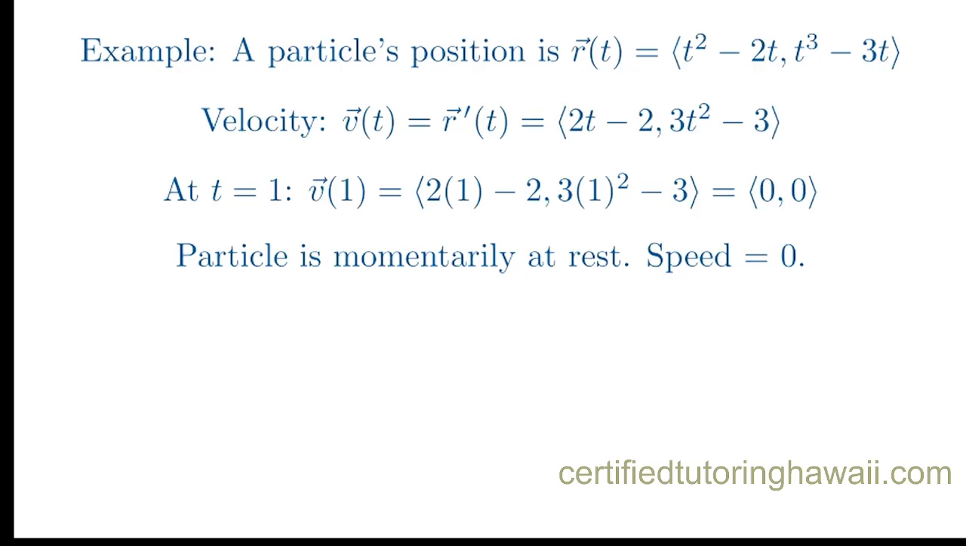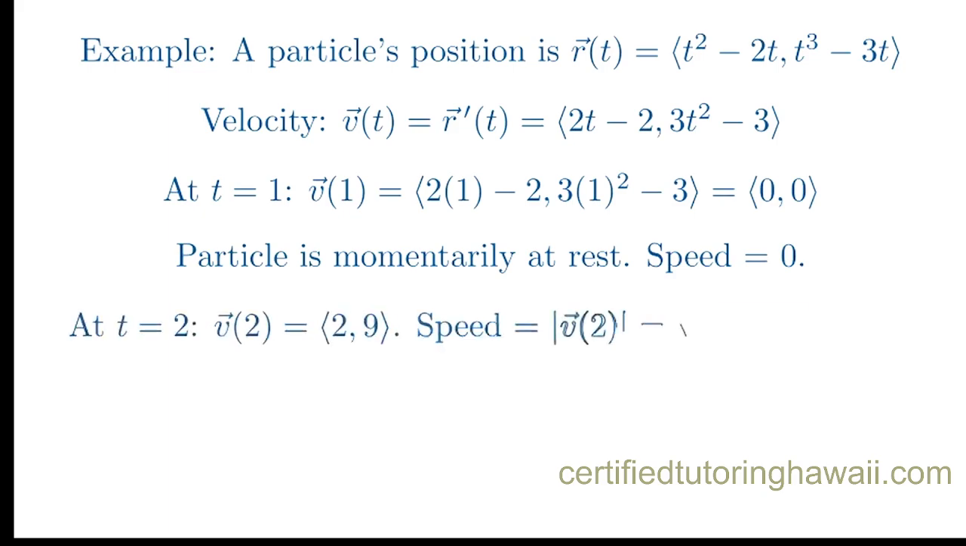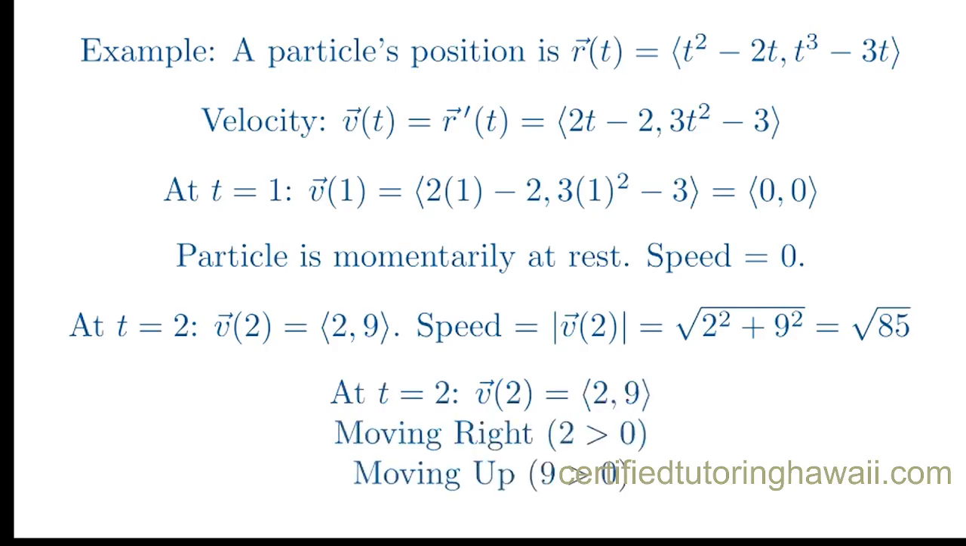Next, let's look at t equals 2. Plugging in t equals 2, the velocity vector is v of 2 equals the vector ⟨2, 9⟩. The speed is the magnitude of this vector, which is the square root of 2 squared plus 9 squared, or the square root of 85. Since both components of velocity at t equals 2 are positive, this tells us the particle is moving to the right and upwards at this moment. Notice how the particle's direction of motion and speed changed after passing through the rest point at t equals 1.